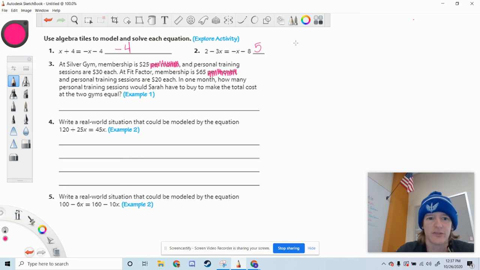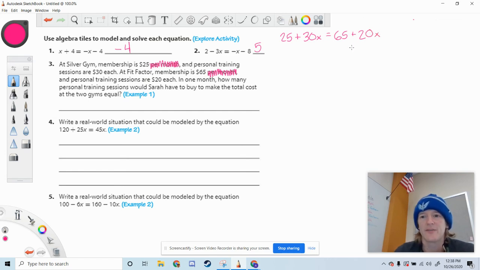On the left, I'll have Silver Gym. Silver Gym is $25 per month, plus each training session is $30 each. So I'll just use x for how many training sessions we do. The other gym, the Fit Factor, is $65 a month, but their training sessions are a little cheaper, 20x.